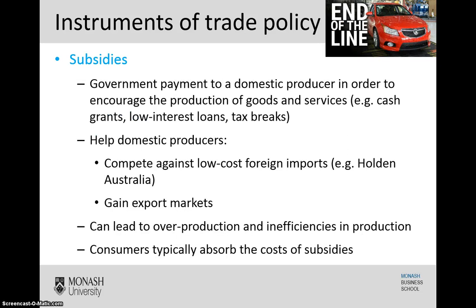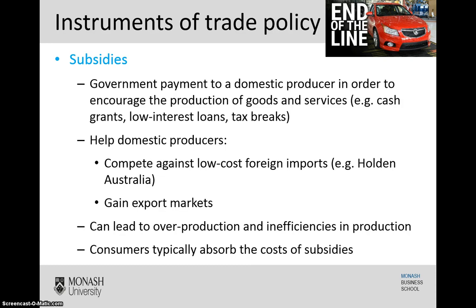Subsidies are another very common instrument of trade policy here, and this is where the government gives a payment to a domestic producer in order to encourage them to produce goods and services in a particular industry. And this may be in the form of cash grants, low interest loans or generous tax breaks, which effectively make it cheaper for those local producers to actually do their business. So obviously it does help those domestic producers firstly compete against low-cost foreign imports.